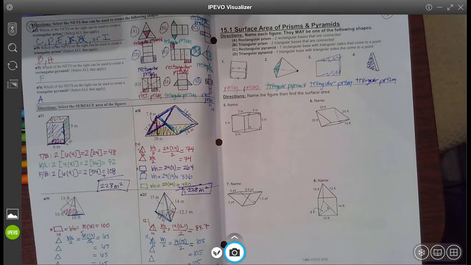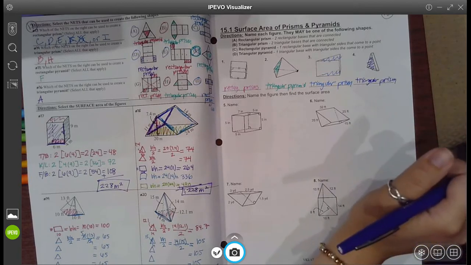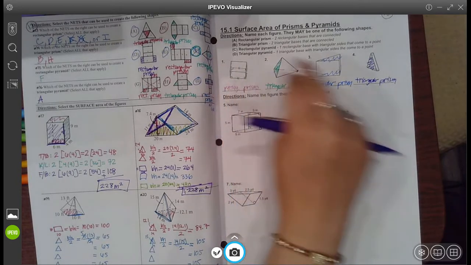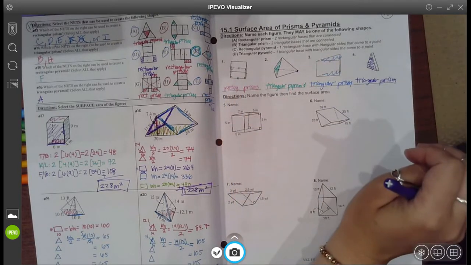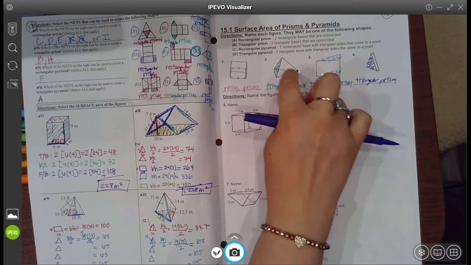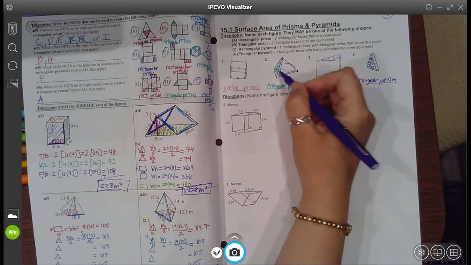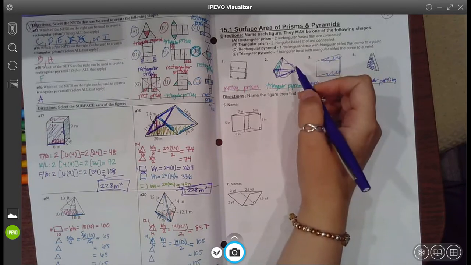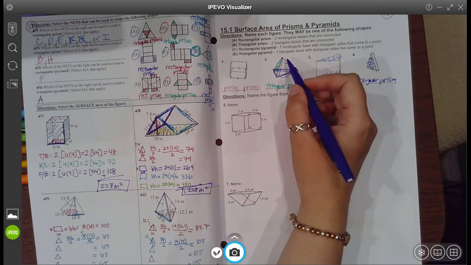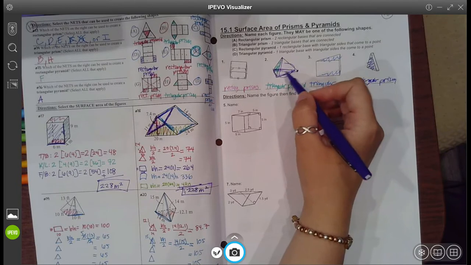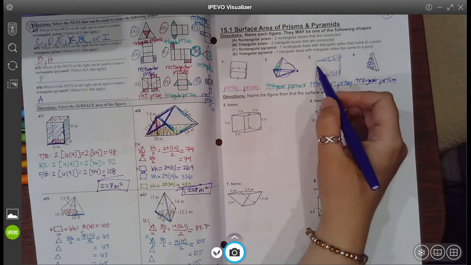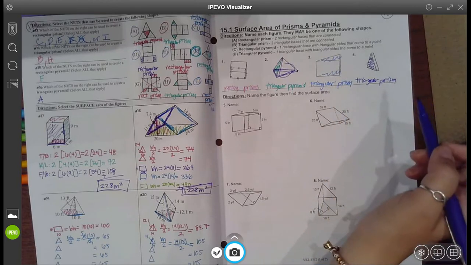Okay, so that was me naming them. Remember, the main thing that we want to keep into account is that pyramids have one base, prisms always have two bases. And then pyramids have triangular sides. So like there's a triangle right there. And then there's that other triangle. That's the base one, but there's another third triangular side. And then prisms have rectangular sides.